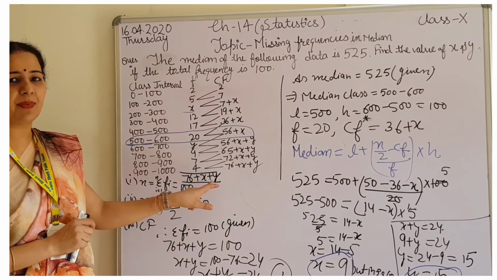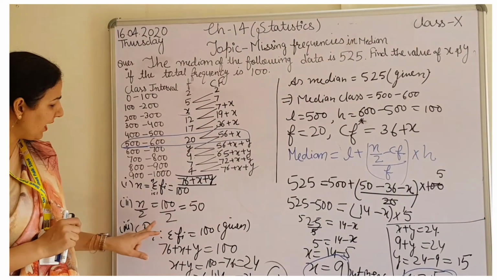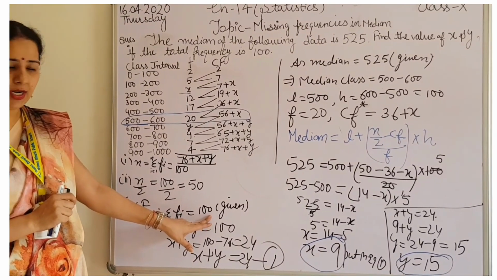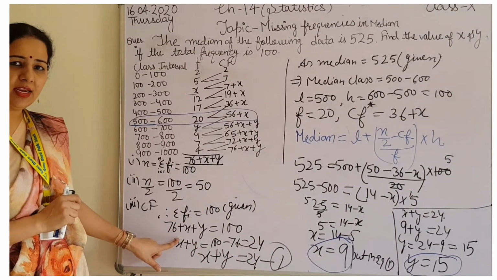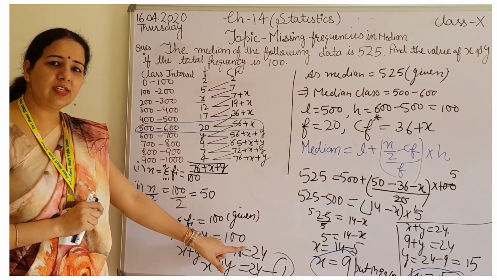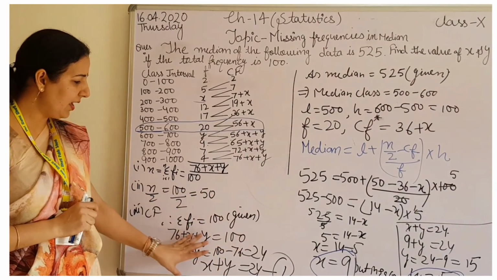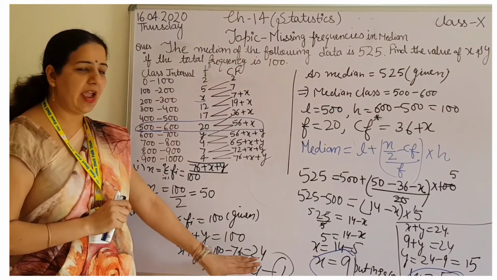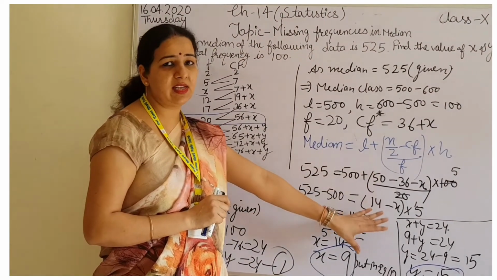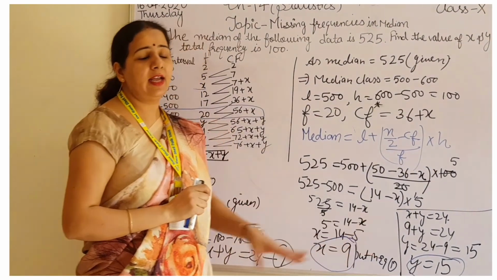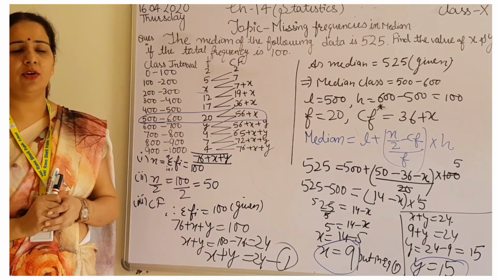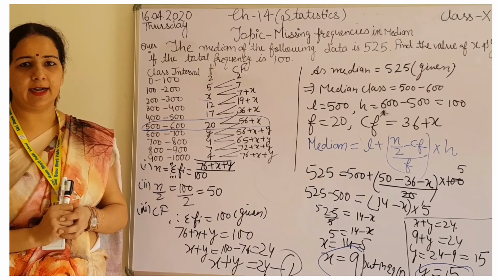76 plus x plus y. Now I have written sigma Fi is equal to 100, given in the question, but our sigma Fi is 76 plus x plus y, that is equal to 100. So from here we can calculate one equation in x and y, and maybe we can also get another equation in x and y from the formula. Then both equations can be solved by putting the values or by the substitution method.